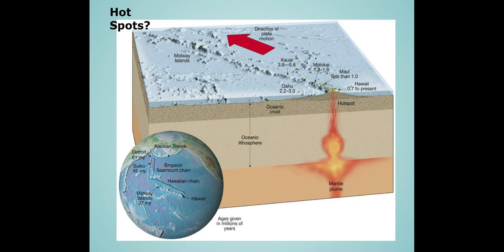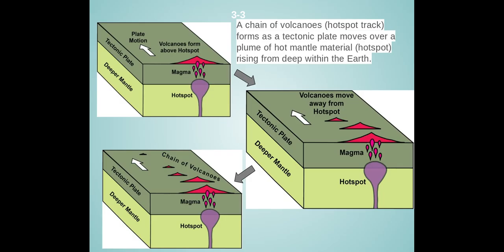Neither the Hawaiian Islands nor Yellowstone National Park are near plate boundaries. Rather, the volcanoes that form the Hawaiian Islands and the volcanic activity at Yellowstone National Park are due to locations over hotspots. The Aleutian Islands are the same. So, a chain of volcanoes, a hotspot track, forms as the tectonic plates move over the plume of hot mantle material rising deep within the Earth.